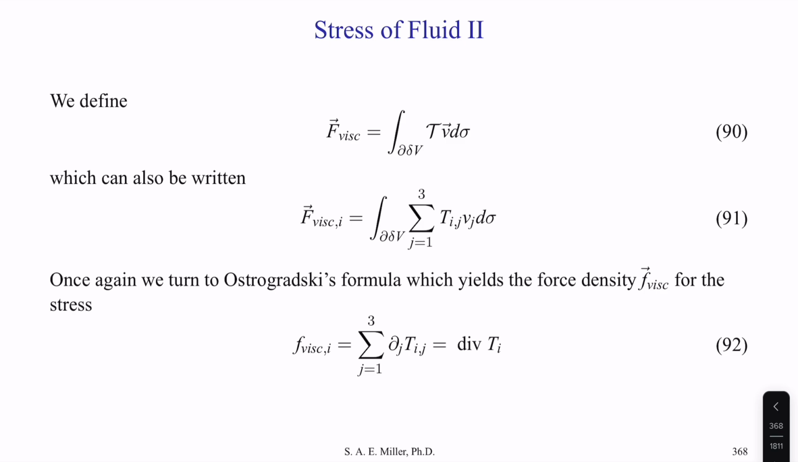We'll define this viscous force as this integration of the surface stress with the velocity over the fluid surface in equation 90. We can also write this just with an explicit summation or index notation, but the summation is not required. We'll use Green's or Ostrogradsky's formula, and it'll yield a particular force density for the stress, which we can write as a little f in direction i. The summation is implied or written explicitly from j equals 1 to 3 in 3 dimensions of the partial j of the stress tensor. This can be written as the divergence of T i.